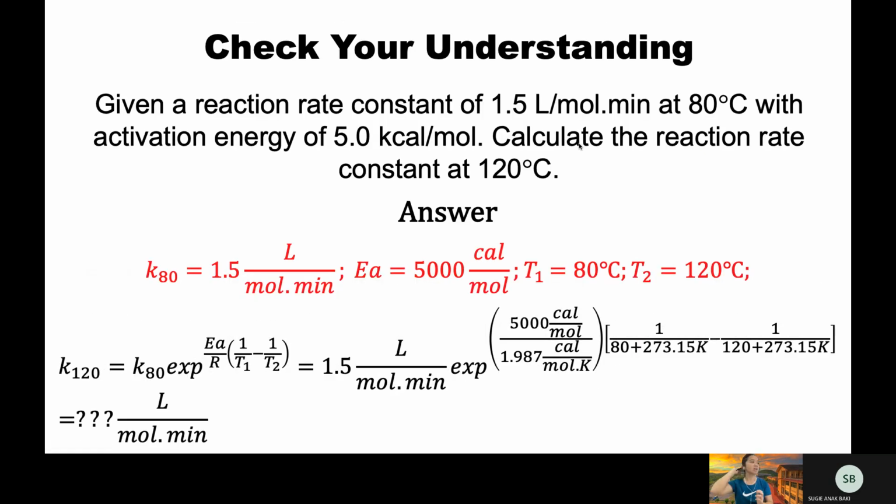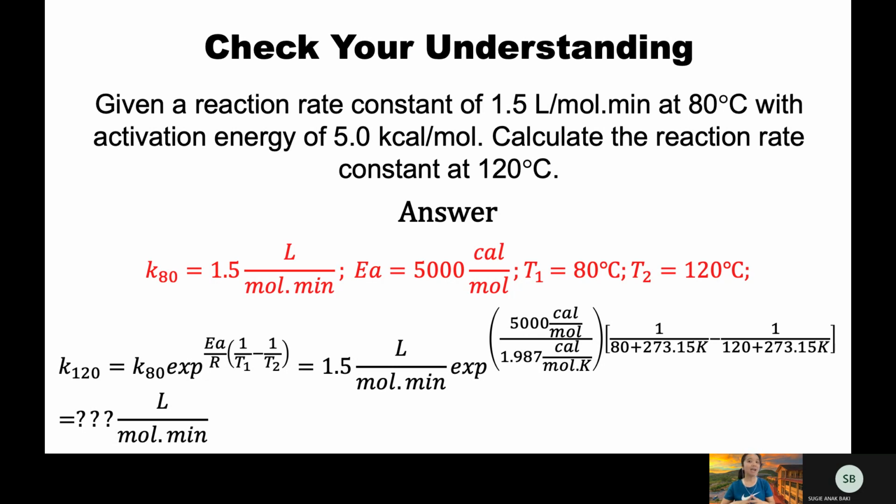Okay, so come back to the question. So you replace the K at the old temperature, 1.5, times exponential EA. Again, in this example EA is in the form of kilocalorie per mole, but for R we will use 1.987 calorie per mole Kelvin, because my R is in calorie per mole Kelvin. So my EA I also have to change to calorie per mole instead of kilocalorie per mole. So 5 kilocalorie per mole is actually equal to 5,000 calorie per mole.